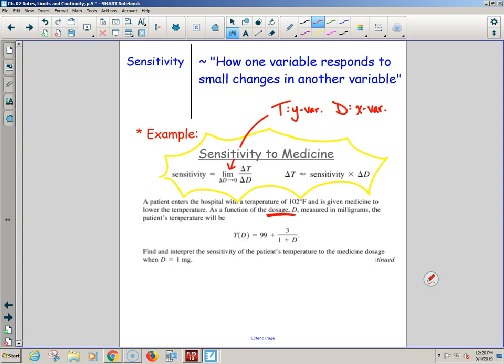So what's actually getting smaller and smaller is the dosage. As the dosage goes to 0, what is the change in temperature? Basically, very, very small changes in the dosage. How would it affect the temperature of the patient? Higher the dosage, the less of an effect it will have.